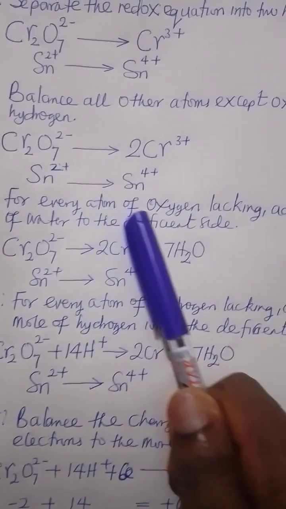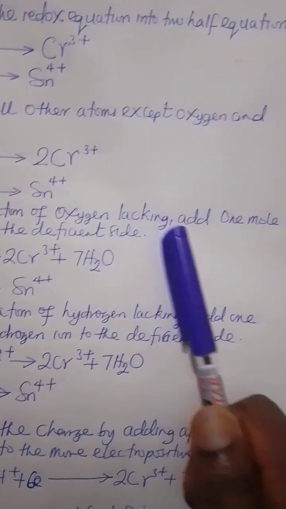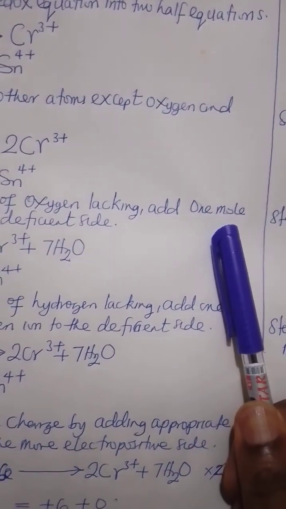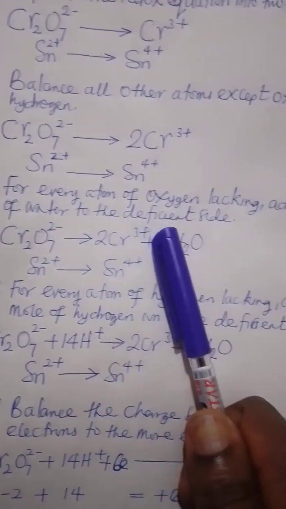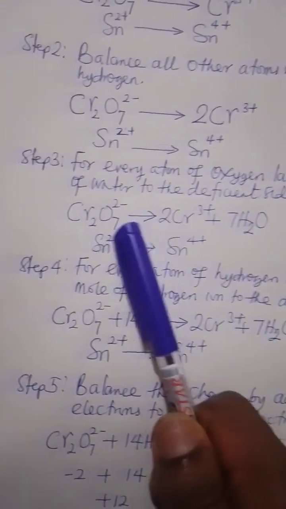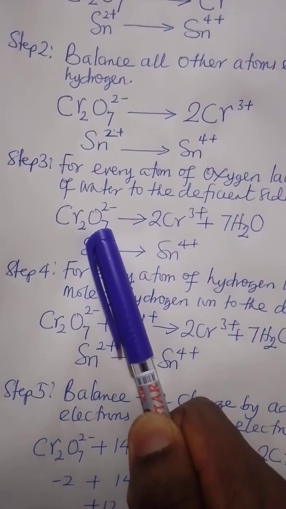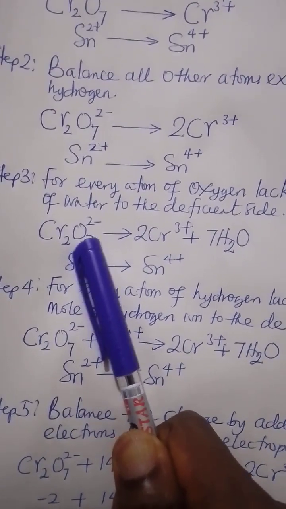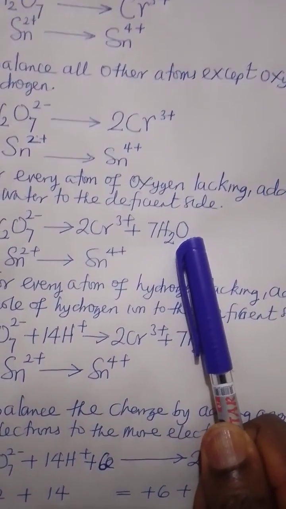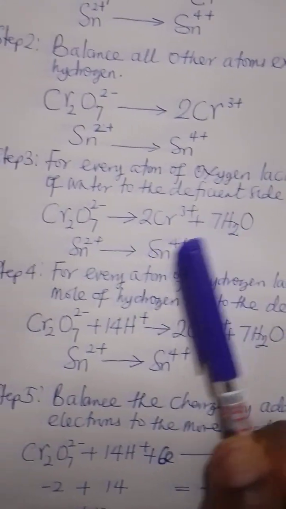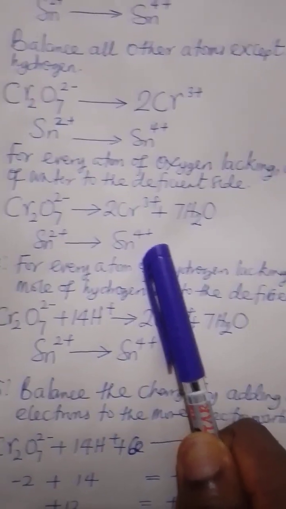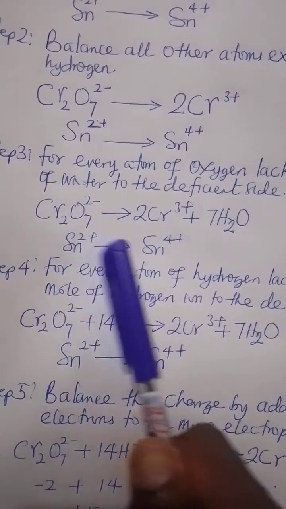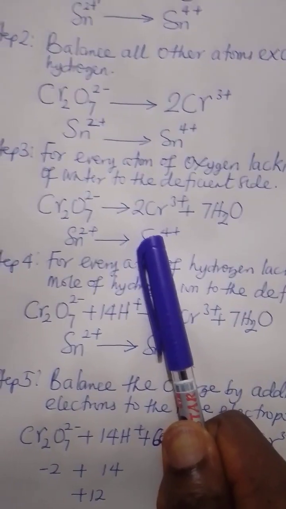Step number 3. For every atom of oxygen lacking, add 1 mole of water to the deficient side. Here we have 7 atoms of oxygen, so we add 7 moles of water to the deficient side. There is no oxygen here, neither is there any oxygen here, so we leave that second equation the same way.